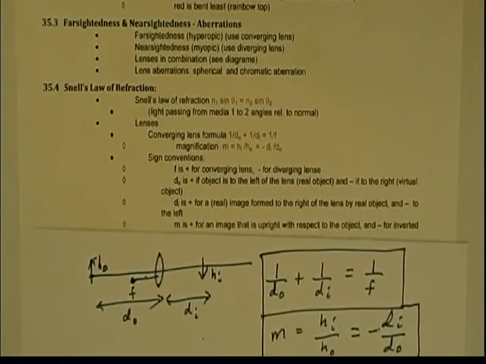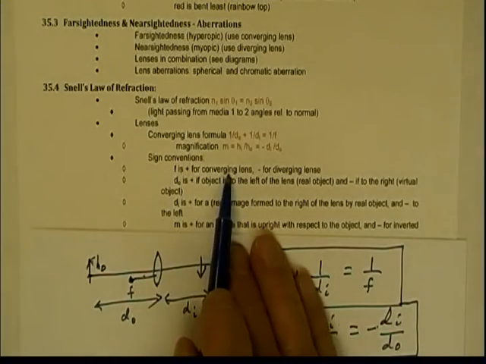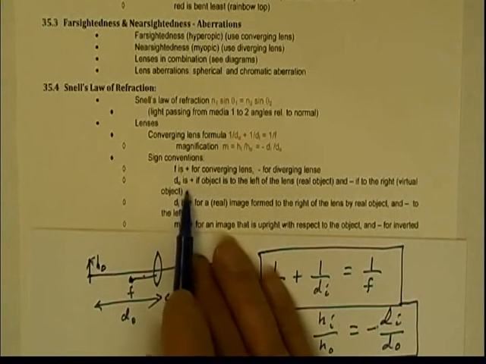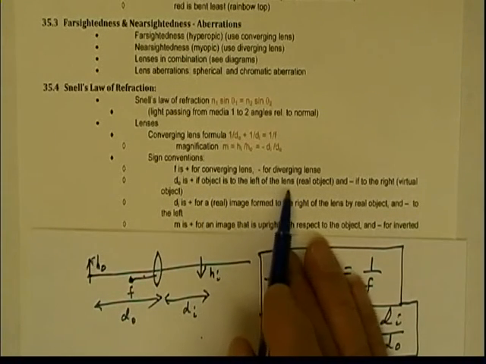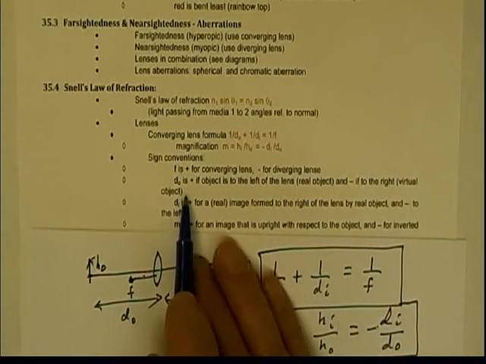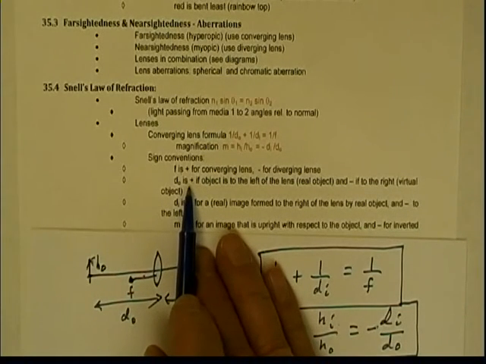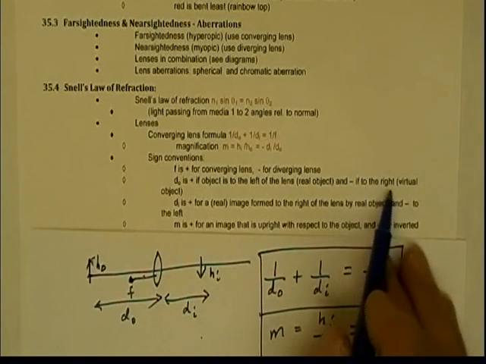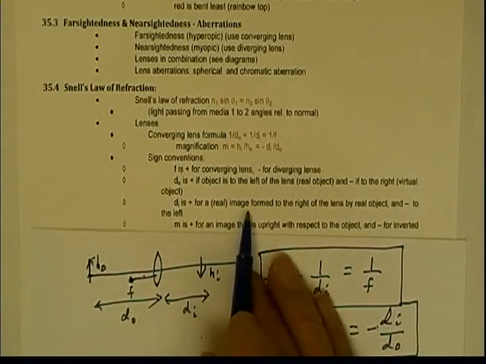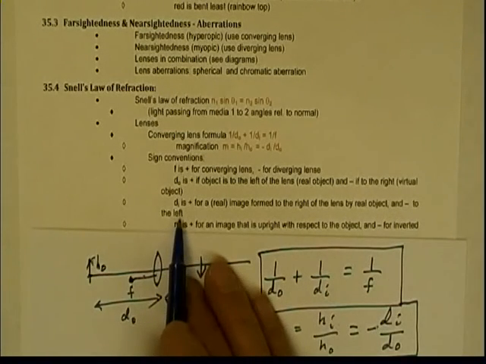Now, there are some sign conventions here that can be kind of confusing. The focal length is positive for a converging lens and negative for a diverging lens. That makes sense. dO is positive if the object is to the left of the lens, a real object, and negative if it's to the right of the lens, a virtual object. That makes sense also. dI, the distance to the image, is positive for a real image formed to the right of the lens by a real object, and if it's negative, it's to the left of the lens.